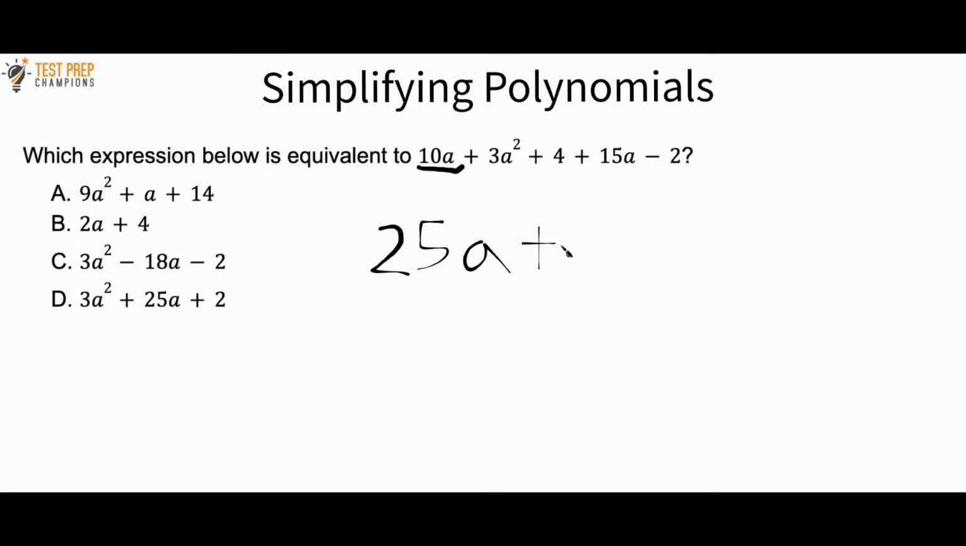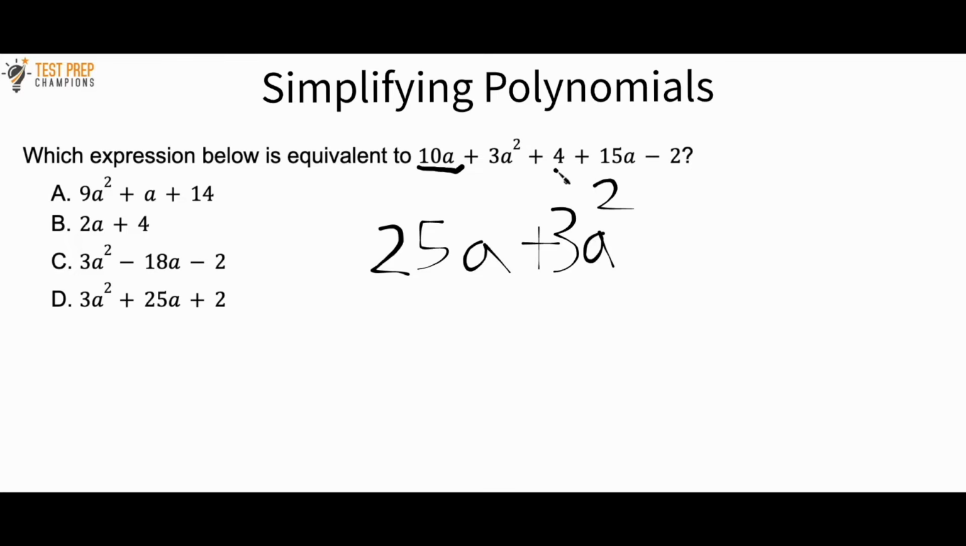Now, you might be wondering, how do I handle this 3a squared? Because 10a has an a and 3a squared also has an a. Well, we have to realize that they have different exponents. Because they have different exponents, they aren't like terms. So I'm just going to leave the 3a squared as it is.